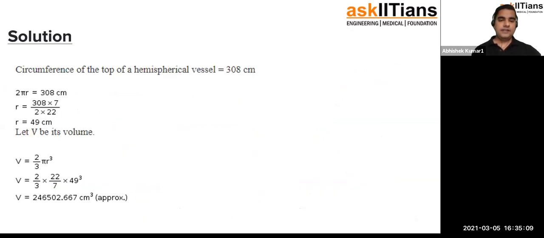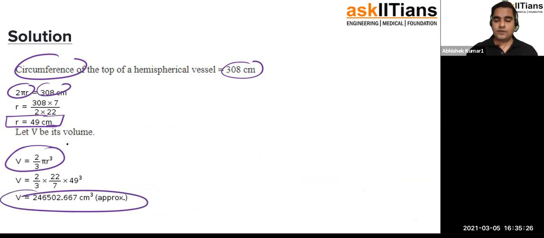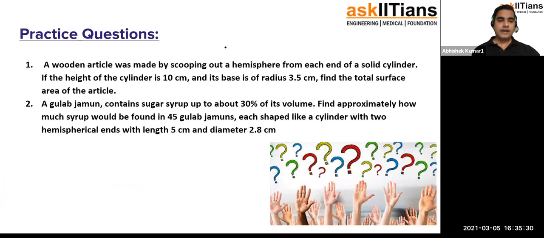After that, they have given you the solution for your reference. The circumference of the top is 308 centimeter, which is the same as 2 pi r. They calculated r and got the same value which we got, 49 centimeter. Thereafter, they applied the formula for the volume of a hemisphere and got the same value as what we got. Clear?